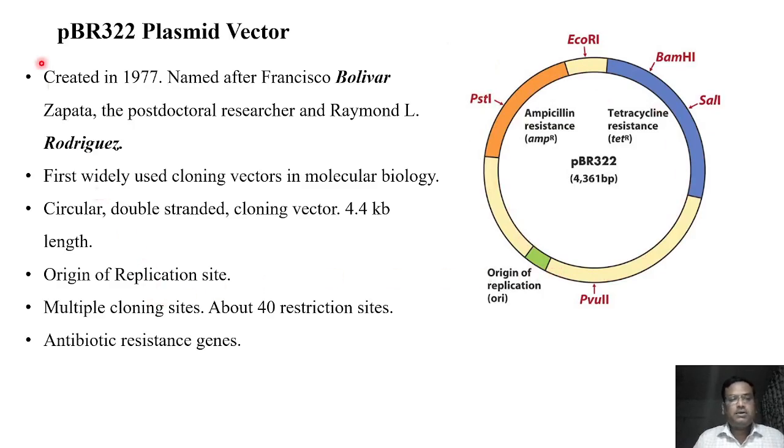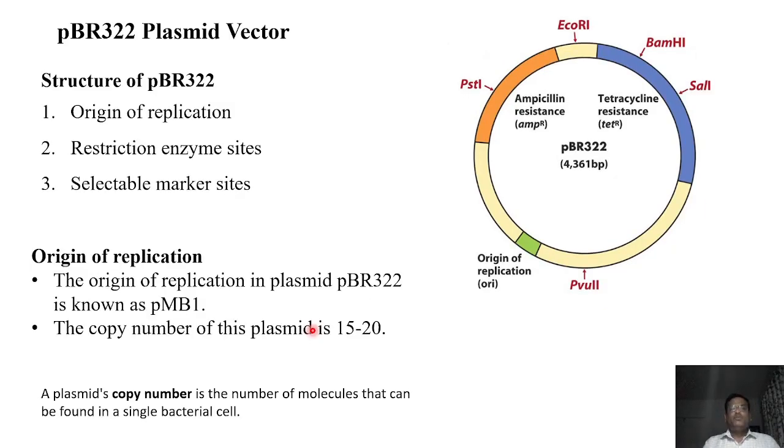PBR322 actually has about 40 different types of restriction sites. So PBR322 structure has an origin of replication, restriction enzyme sites, and selectable marker sites. We already discussed these: origin of replication for multiplication, restriction enzyme sites for the introduction of the gene of our interest, and selectable marker, which is nothing but antibiotic resistance genes, for the screening or selection procedure.